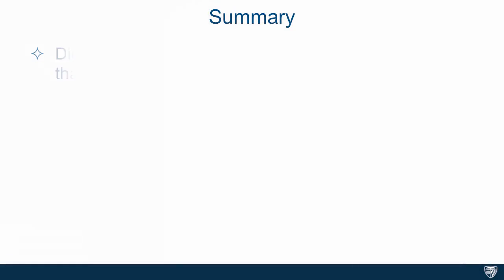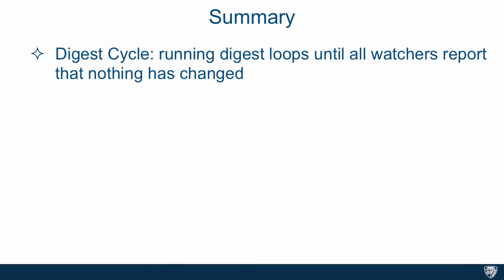So let's summarize. In this lecture, we spoke about the digest cycle, which is basically running these digest loops over and over until all watchers report that nothing has changed. And this whole process is really not specific to AngularJS. It's really in general called dirty checking, to make sure that every one of the watchers is no longer dirty, meaning the values have not changed.